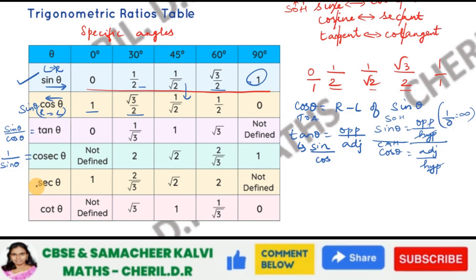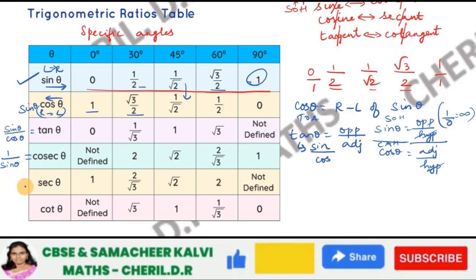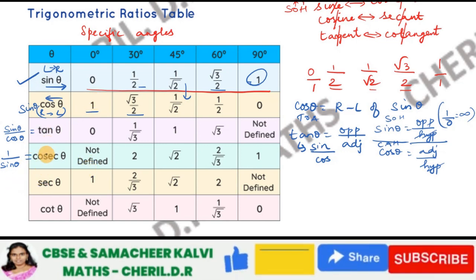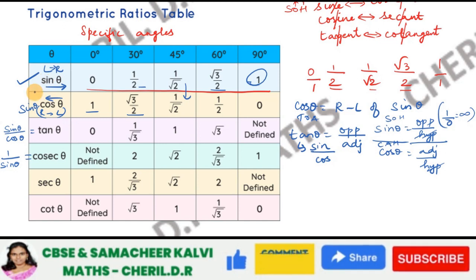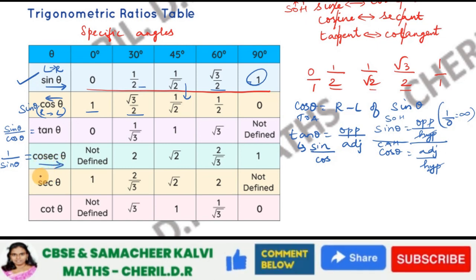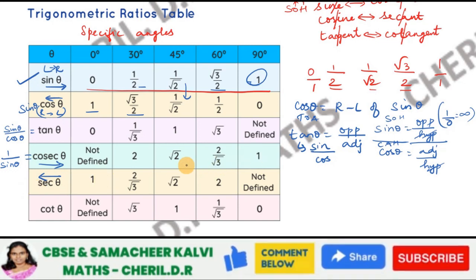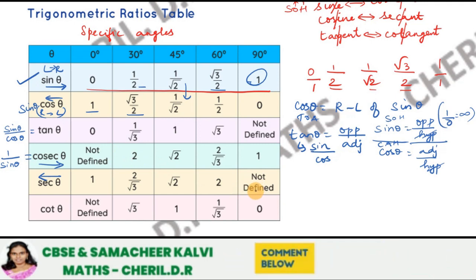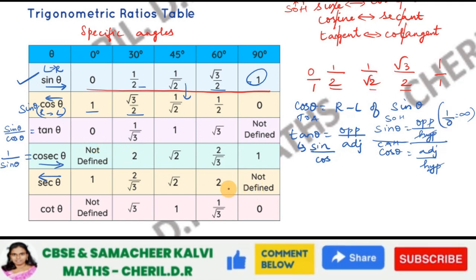Next one is secant theta. What is secant theta? Secant theta is the reciprocal of cos theta. You can also do it that way, but it is easier as you did for sine and cos. You can do the same for cosecant and secant. Whatever you wrote from left to right for cosecant, you are going to write from right to left for secant. So 1, 2 by root 3, root 2, 2 and not defined. Okay, so this makes our job easier.